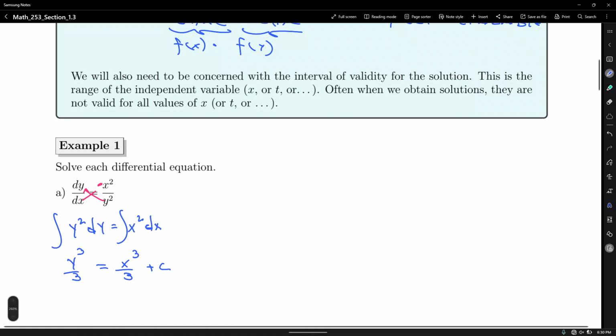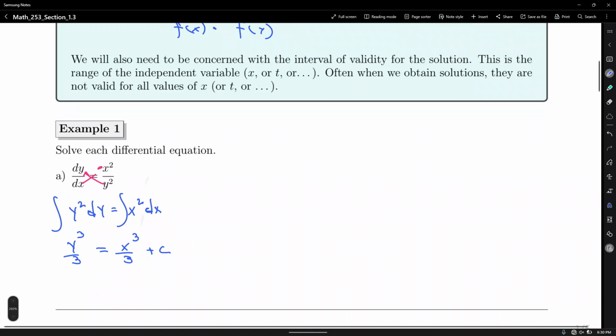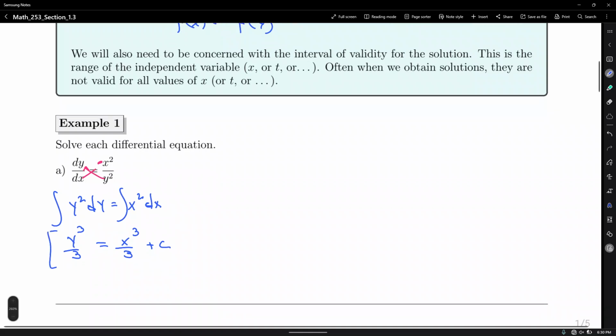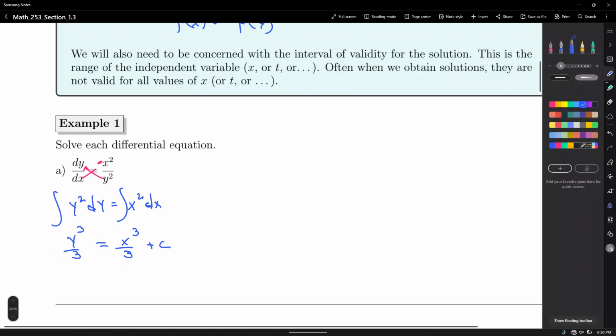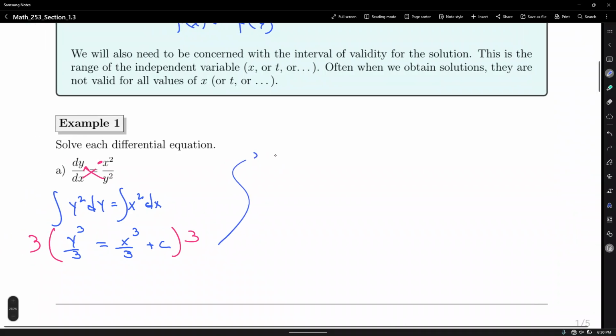Okay, so we are somehow done with the solution, but oftentimes you want to get the solution in explicit form. Is it possible to solve for y in this case? I believe it is possible to solve for y. So let me multiply both sides of the equation by 3 in this case. That'll cancel the 3's in the denominator. That's y cubed equals x cubed plus 3c.